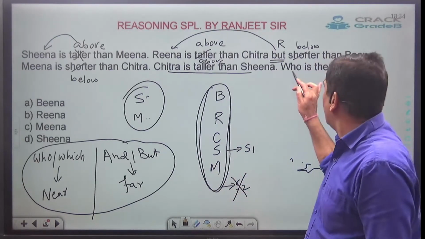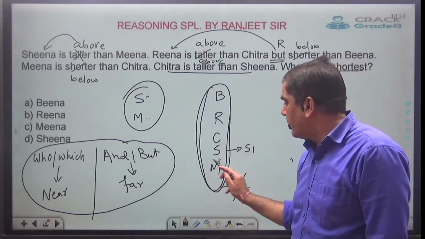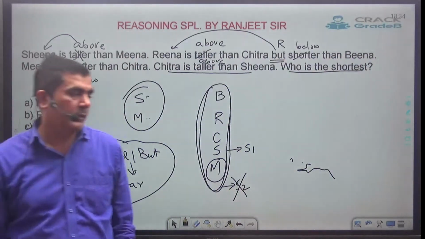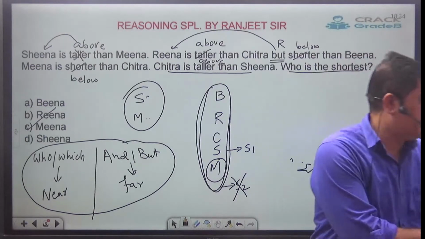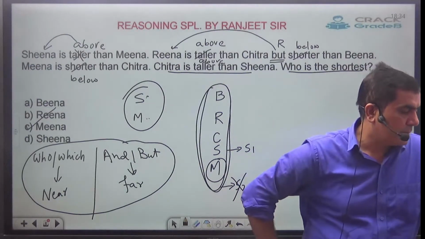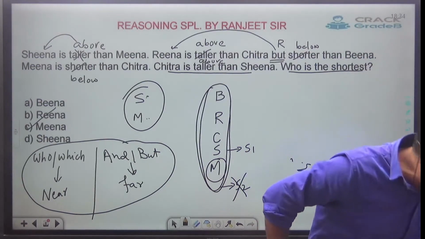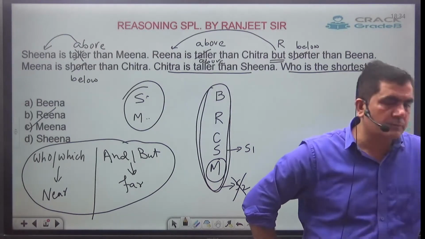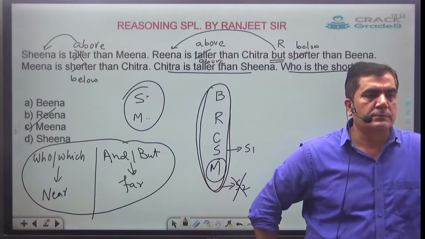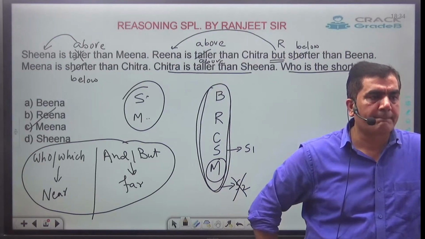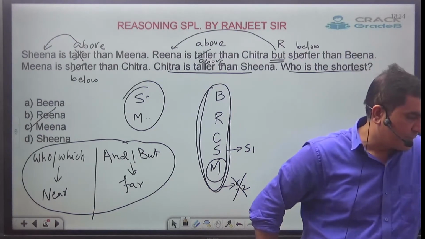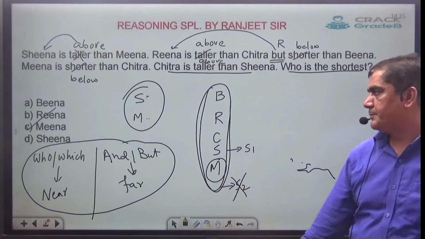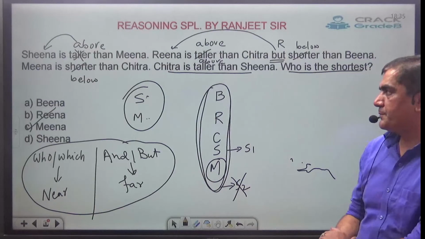Now the question says, who is the shortest? So shortest will be what? Meena. So my answer will be C, Meena. Clear? Anyone, any problem? Clear? Okay. Let's go for the next one.